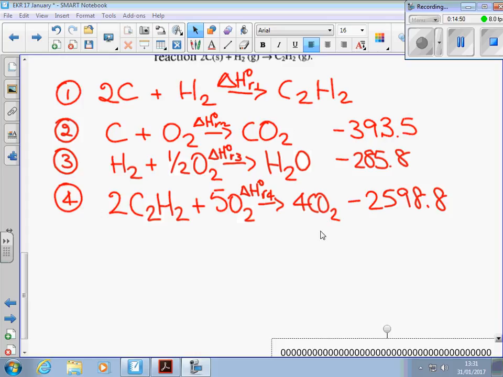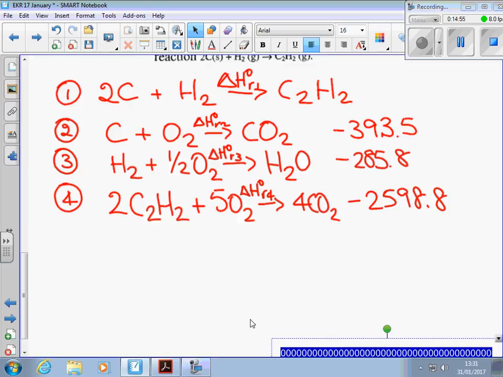I just noticed I've done something very strange down at the bottom of this board. I've inserted a whole load of zeros by leaning on the keyboard. Oh, that's an awful lot of zeros. All right.